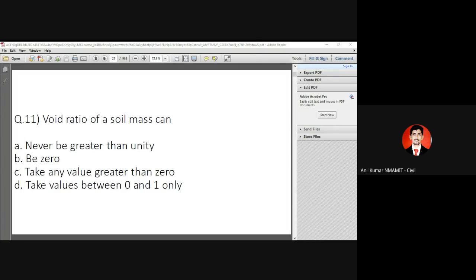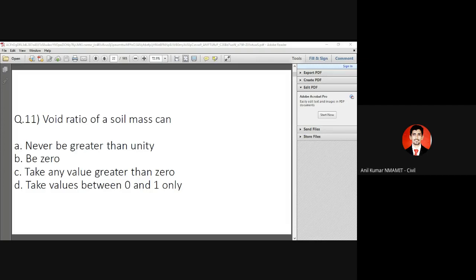Okay, now: void ratio of a soil mass can never be greater than unity. It is zero void ratio. What is void ratio? It is e, right? e is equal to Vv by Vs. It can never be greater than unity. Take any value greater than 0. It takes values between 0 and 1 only.